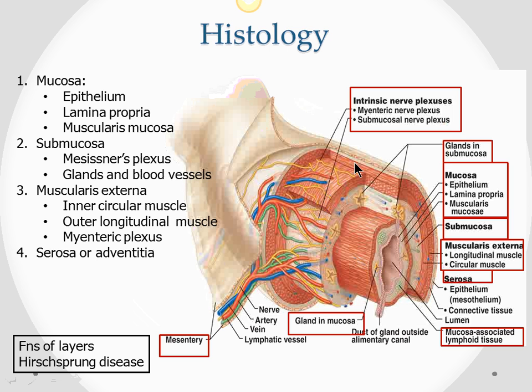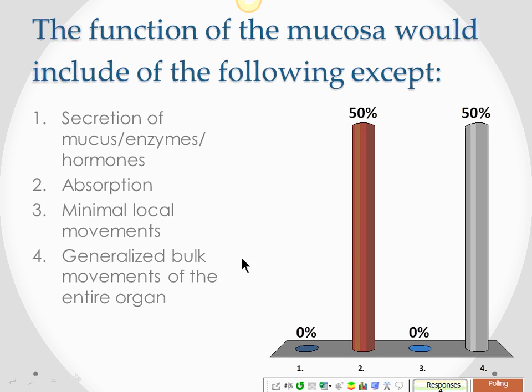The generalized bulk movements are a feature of the muscularis externa on the outside. That's what causes the whole organ to move, like peristalsis. Local movements are still possible. This is over here, very, very slight movements, okay? So generalized bulk movements of the entire organ is not a feature of the mucosa. Everything else is.